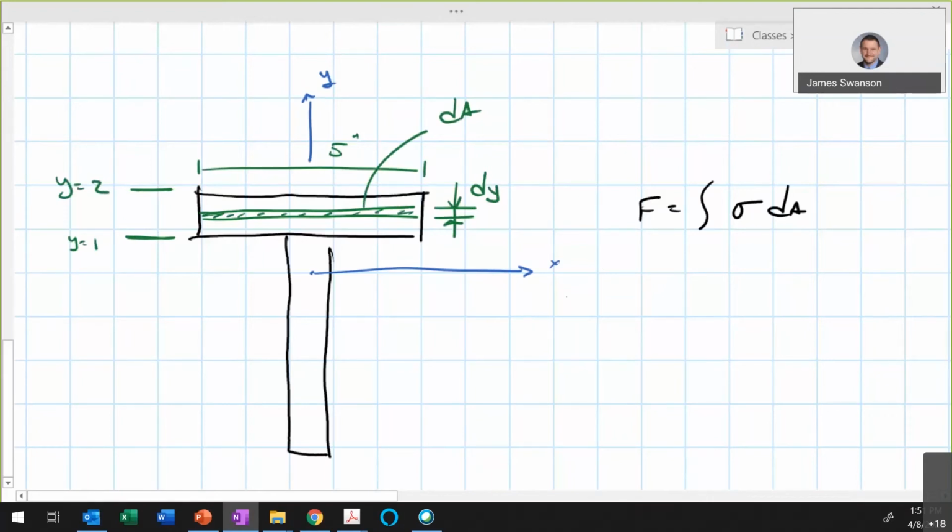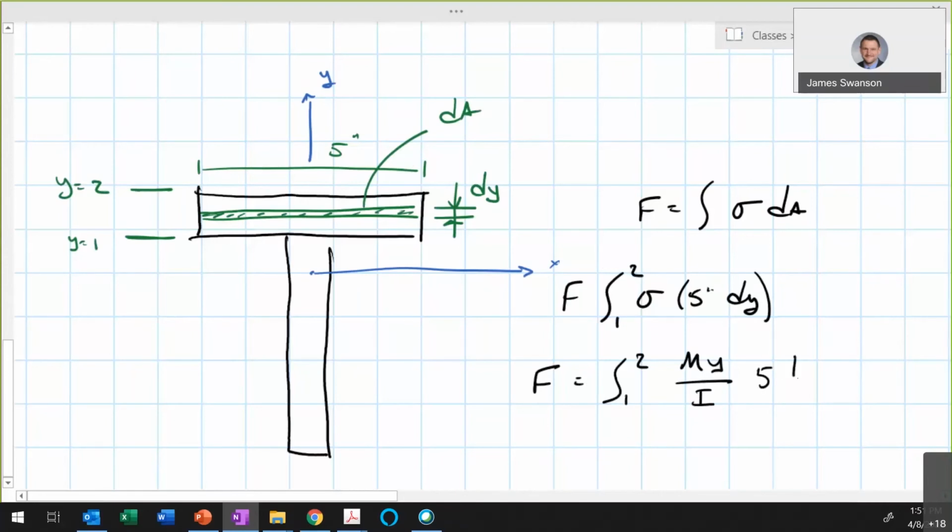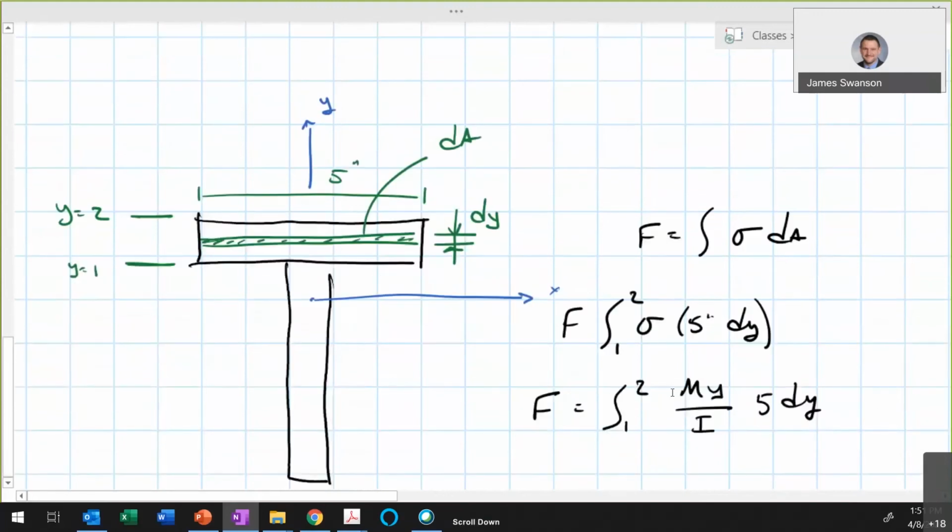So let me go back over here. I can say that F is equal to the integral of sigma times dA, and this is going to be sigma times 5 inches times dy. And I'm going to integrate from 1 to 2, and then the next step is to substitute in for sigma. So then this is equal to the integral from 1 to 2 of sigma, which is equal to M times y divided by I, times 5 dy.